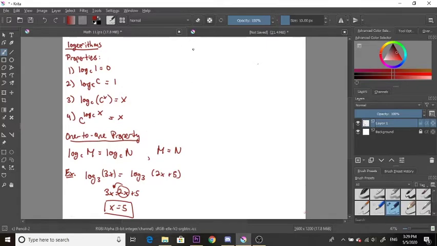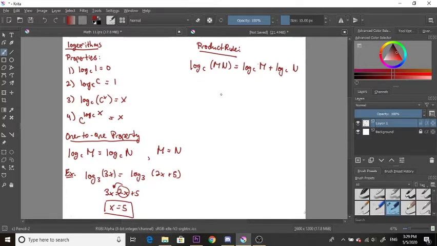Now let's take a look at some of the rules. The first rule we have is called the product rule. Now the product rule states that if you have log of any base c where you have m times n, you can rewrite it as log base c of m plus log base c of n.